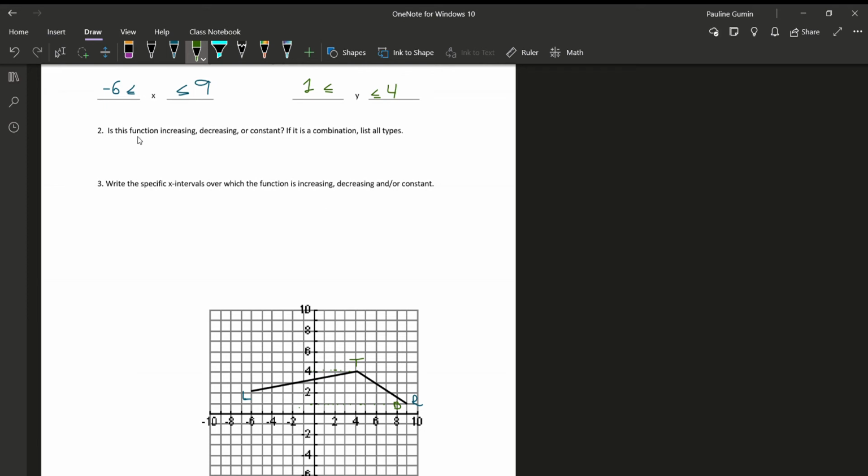Next, we're being asked, is this function increasing, decreasing, or constant? So what I like to do is, you can grab a highlighter, maybe your finger, however you prefer, but I drag it across my graph starting at the left. As I'm dragging my finger in the direction of the graph to the right, my finger is going up. Now, I know that trace didn't work out perfectly. Let's try that again. There we go. Perfect.